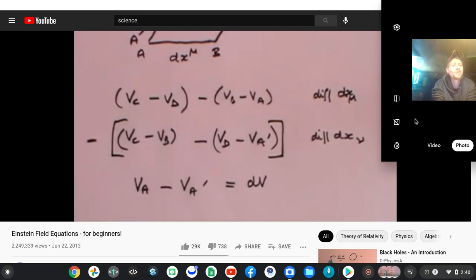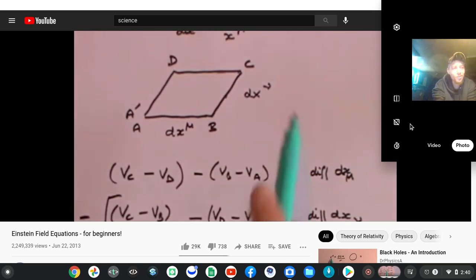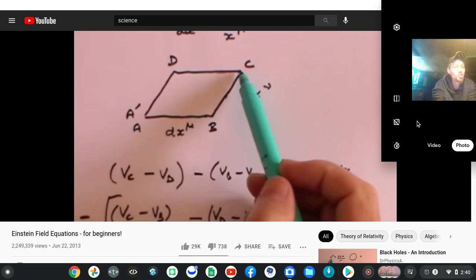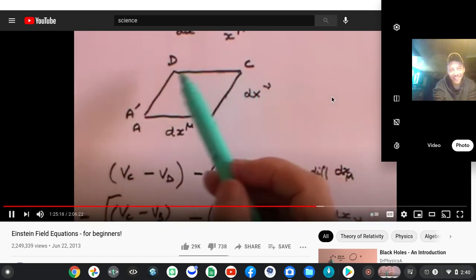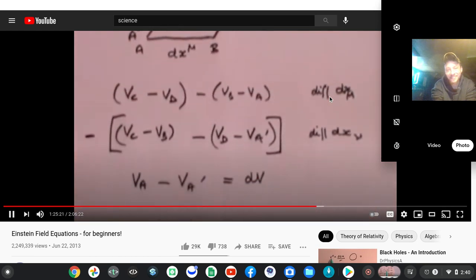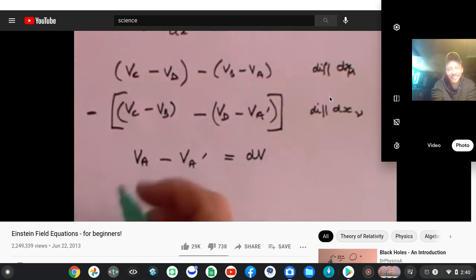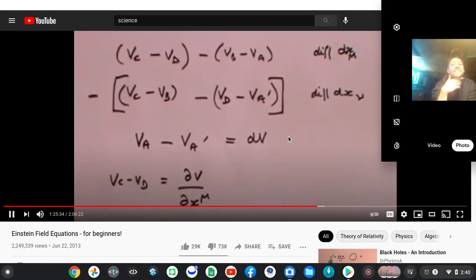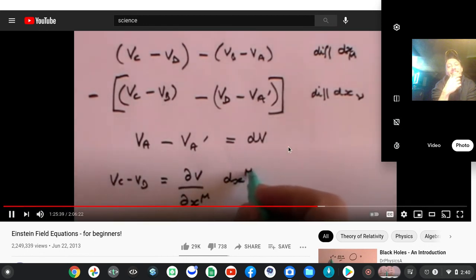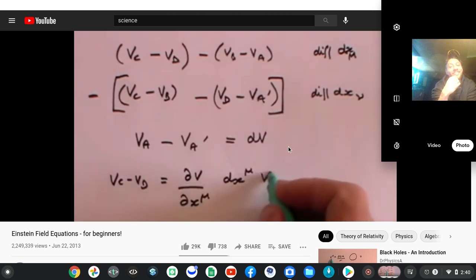VC minus VD. What is that? Well, that is the change in the vector as you go from C to D along a distance dx mu. So VC minus VD is simply the change in the vector along the distance dx mu. That's the gradient, multiplied by the distance you travel, which of course is dx mu, multiplied of course by the vector itself.